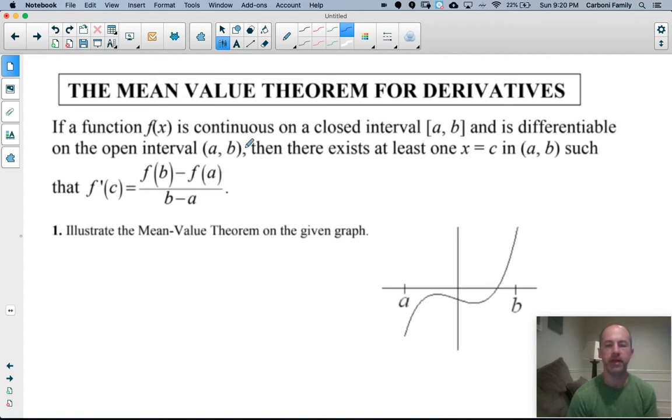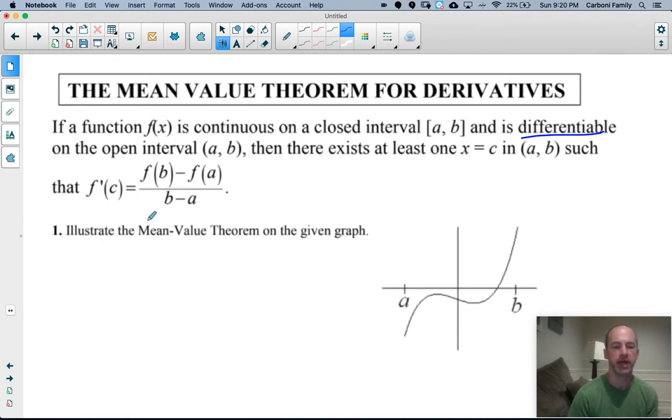Looking at the mean value theorem for derivatives, this one states that if a function is continuous on the closed interval and differentiable, notice the requirements, differentiable on the open interval, then there is at least one x equals c on the interval a to b such that this is true.